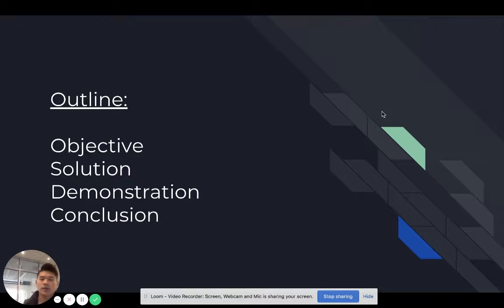So this is the outline of the presentation. We're going to start by stating our objectives, move on to our solution, provide a live demo, and end with a conclusion.